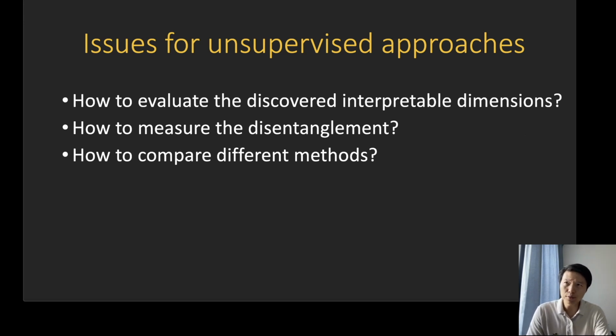But there are still a lot of existing issues for the unsupervised approaches. For example, how to evaluate the discovered interpretable dimensions. Many of the previous works I introduced just show some qualitative results. It's really difficult to measure how well these interpretable dimensions work. This leads to the second question, how to measure the disentanglement of the representations. I think we have to propose some protocols to evaluate the interpretable dimensions, such as measuring the alignment between the disentanglement and some supervised data. Then we can measure how disentangled this dimension is. The third issue is how to compare different methods, because different unsupervised learning approaches learn different dimensions, and it's really hard to align the interpretable dimensions discovered by different approaches. So it's still an unsolved problem.